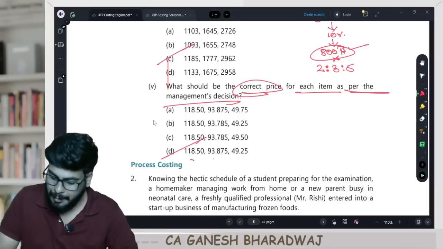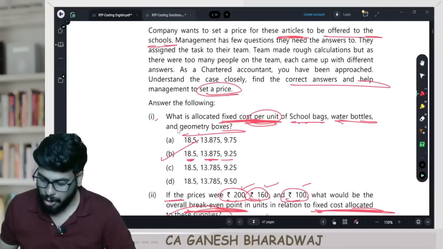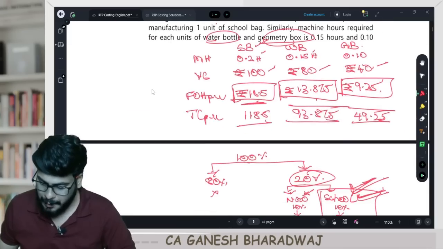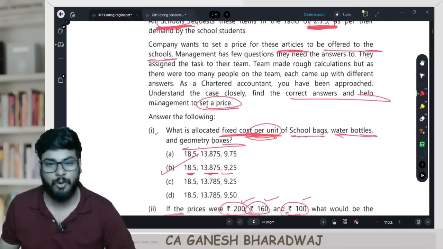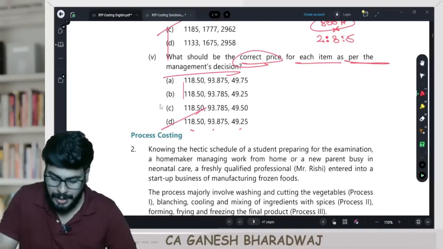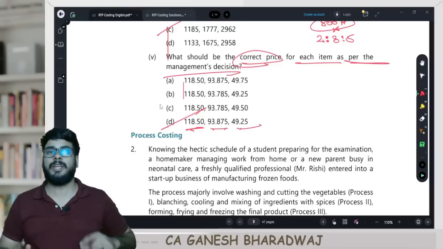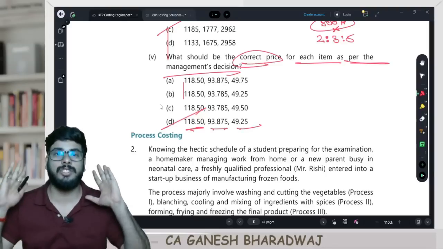Look at this. 118.5, 93.875, and 49.25. This is exactly what we've got here. Are you clear with this? So ideally speaking, as per the management decision, you should be charging them 118.50, 93.875, and 49.25. So this is what this question is all about.